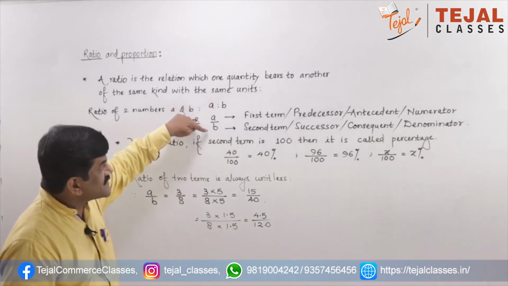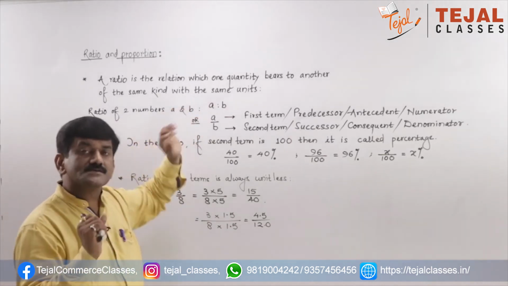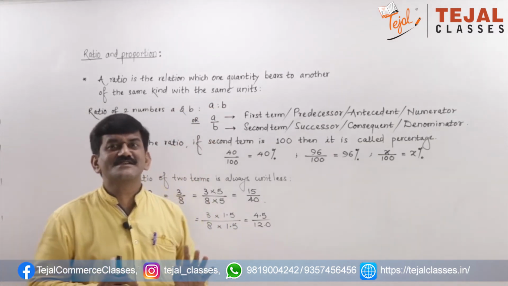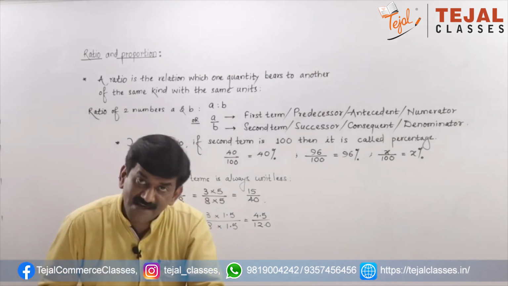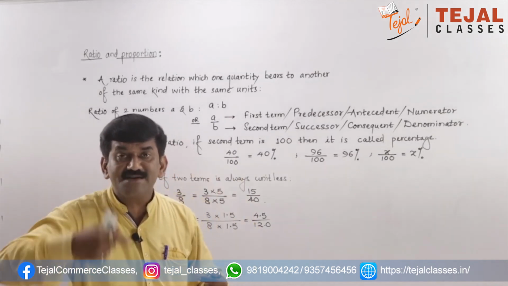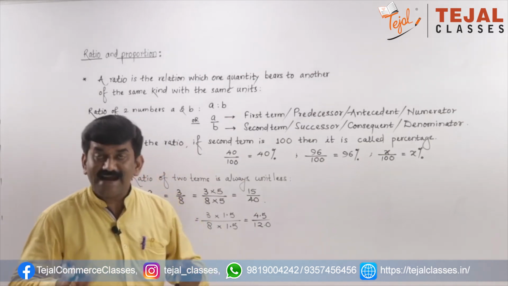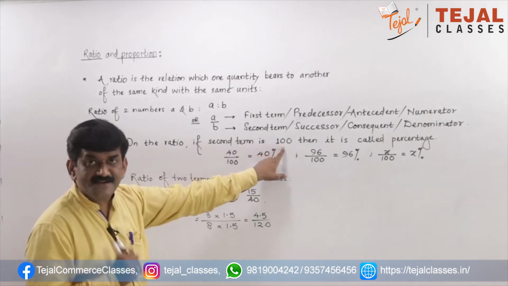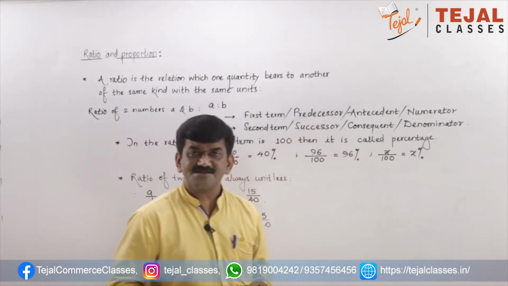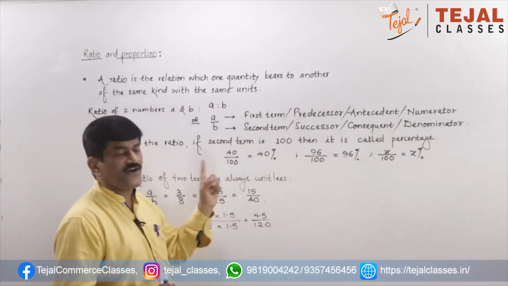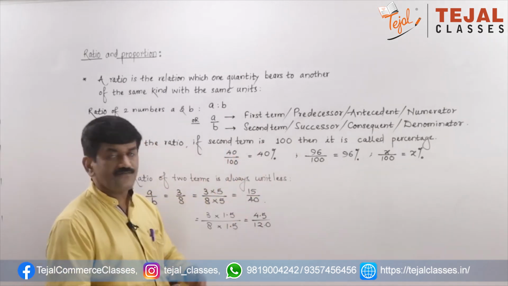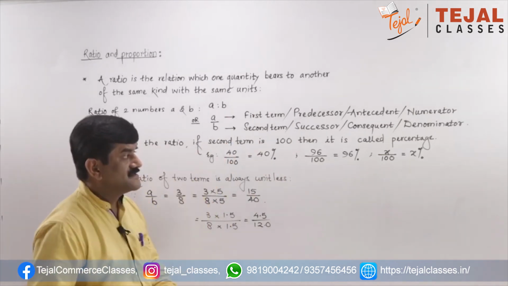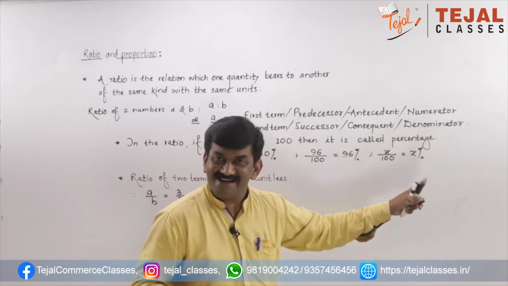It means numerator and denominator units must be equal, but while presenting, the ratio is always unitless. While preparing the ratio, you have to prepare it with the same kind of units. And if at the place of denominator there is 100, then it is called percentage. For example, 40 by 100, 40%, 96 by 100, 96%, x upon 100, yes, x%.